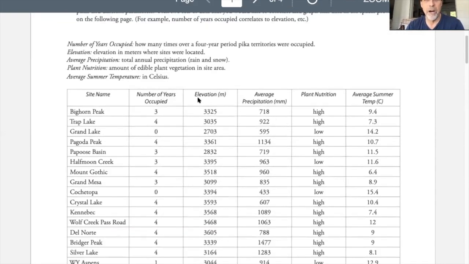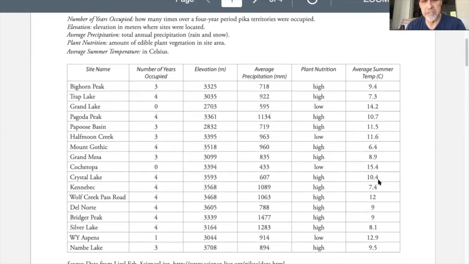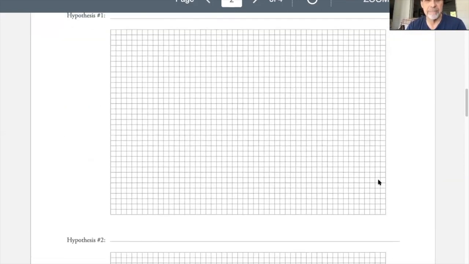Pikas like to live where it is high or low. Pikas like to live where it's wet or dry. Pikas like to live where there's food. Pikas like to live where the summer temperatures are whatever, right? So that's your hypothesis. And then you're going to graph, okay?